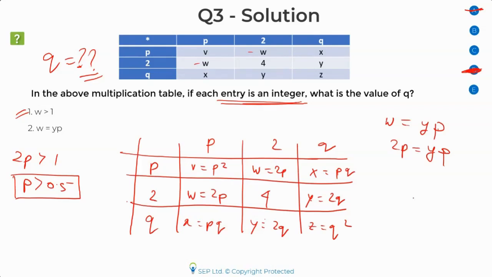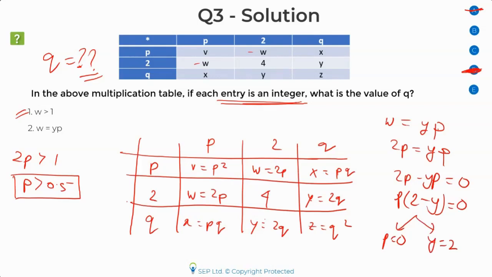We just know they are integers. We don't know whether they're positive integers or not. So take P to the other side. Take this as common, and then infer either P is equal to 0 or Y is equal to 2.